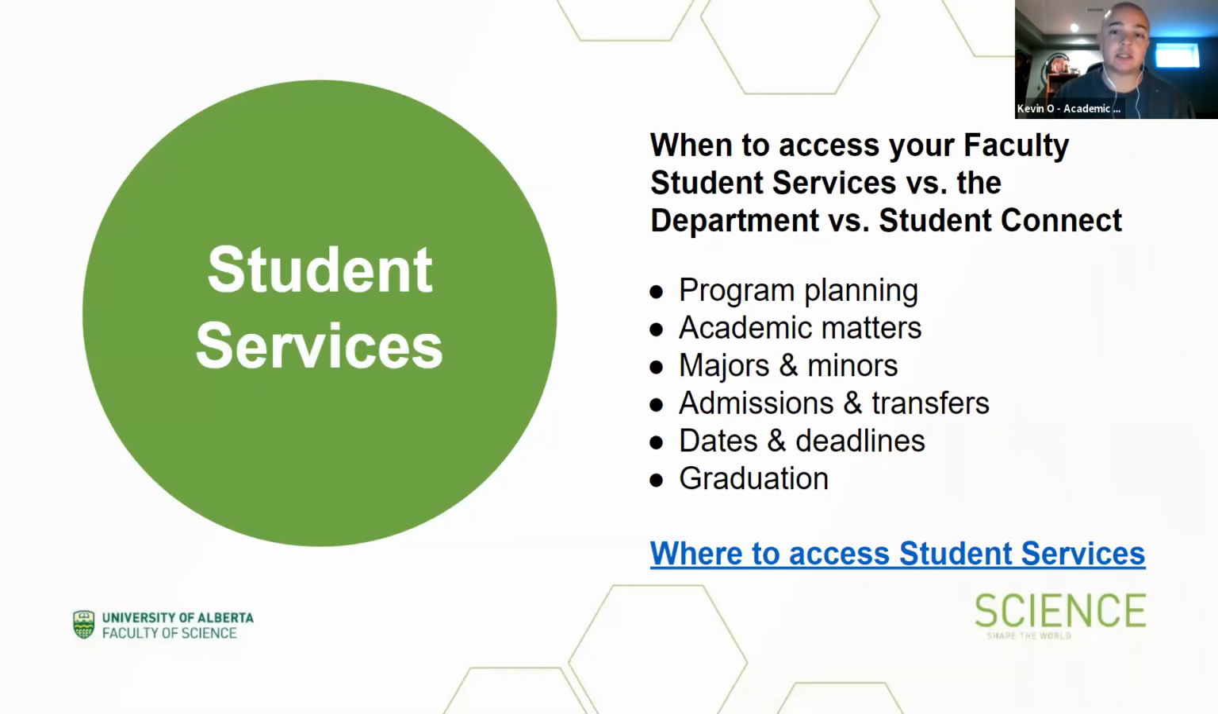There's never a question that is too silly, or, we've heard everything. So don't be afraid and come talk to us. So Student Services in the Faculty of Science, we can help you through a lot of things. So program planning, if you're in the BSc General degree, we can help you with academic matters such as declaring your major and your minor, determining your academic standing, whether or not you can continue in your program, or are you meeting your graduation requirements.